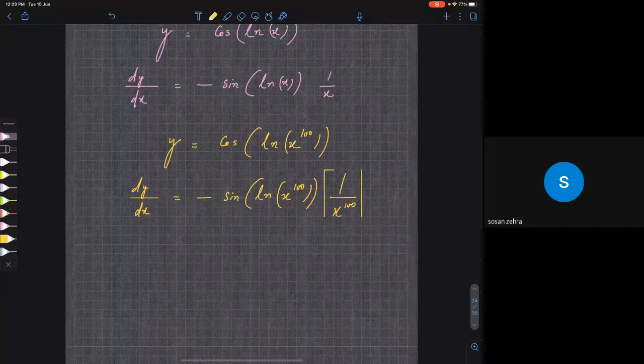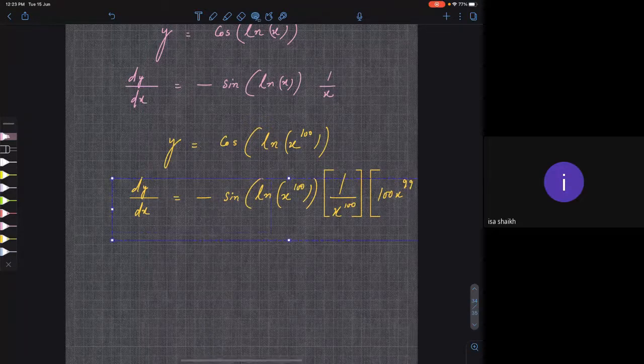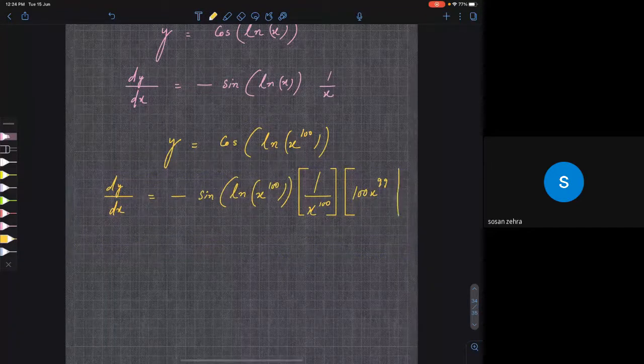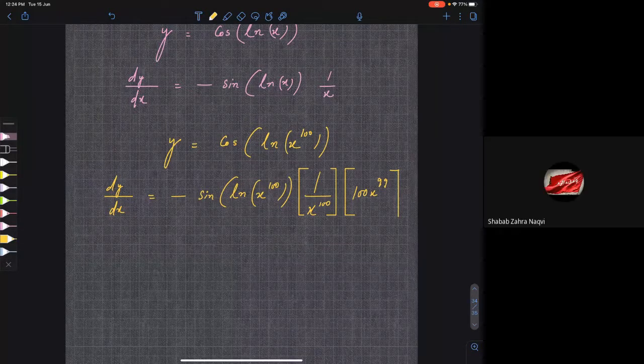So I have to do chain rule once again. So what will I get? 100 x power 99. Clear? Then again 1 by x. Now you got to the end. Now the process can end. You're getting my point. So when you finally did the derivative of x power 100 and the original formula came, now you can stop. You are getting my point?